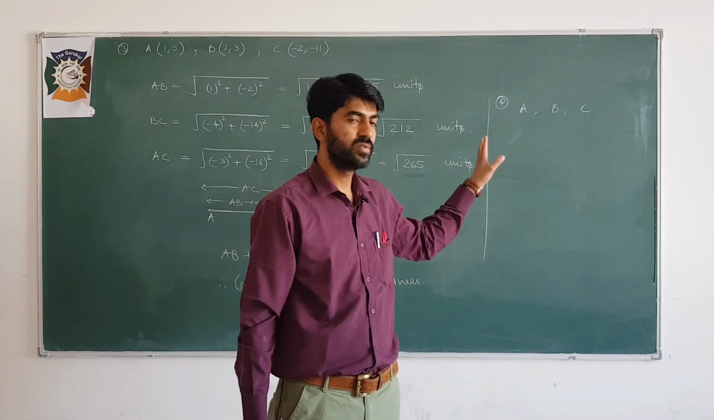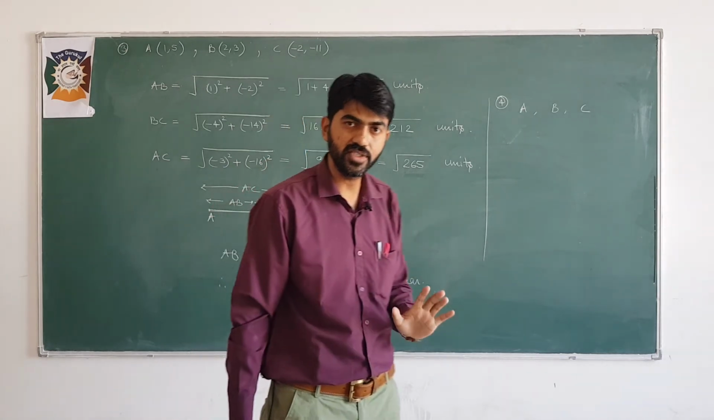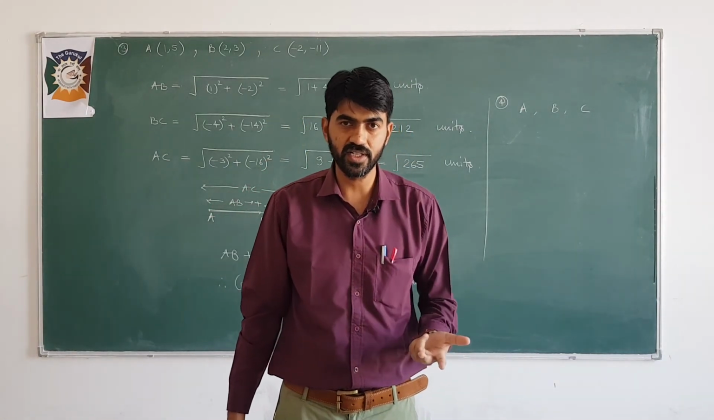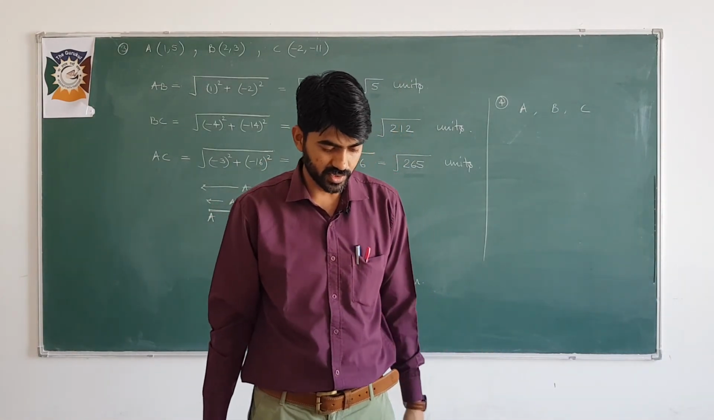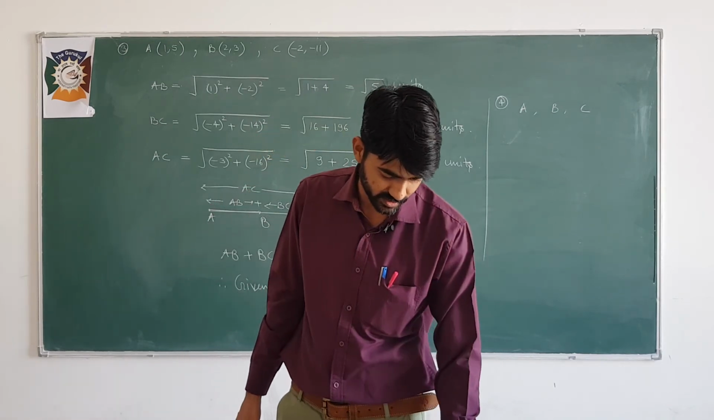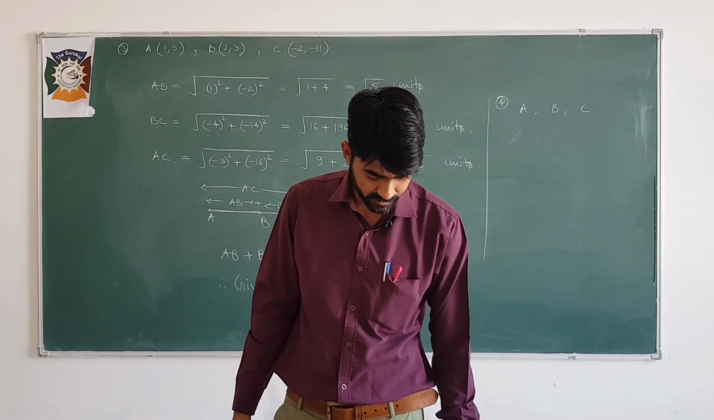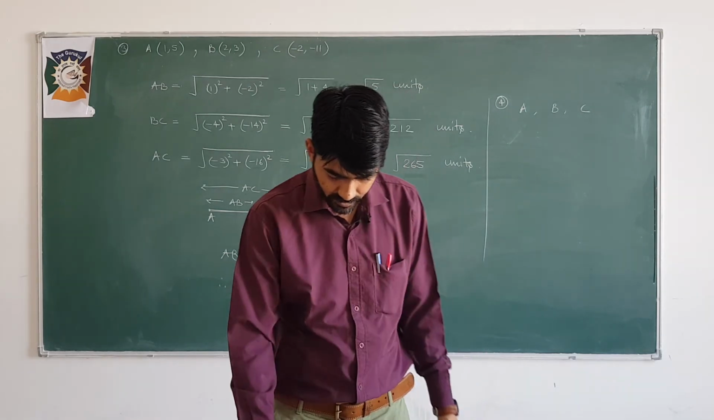Easily you can do it by finding the distances AB, BC and AC. Find all three sides. If any two sides are equal, then it is an isosceles triangle, and if the two sides are not equal, then it is not an isosceles triangle. Then next, question number 5.